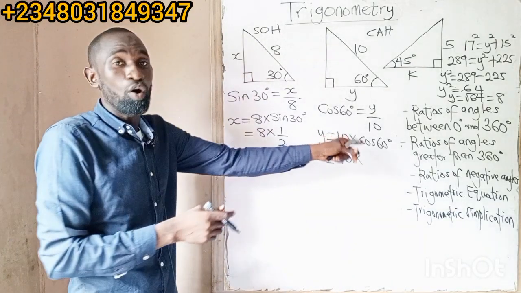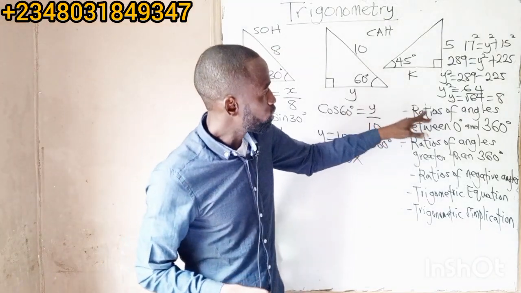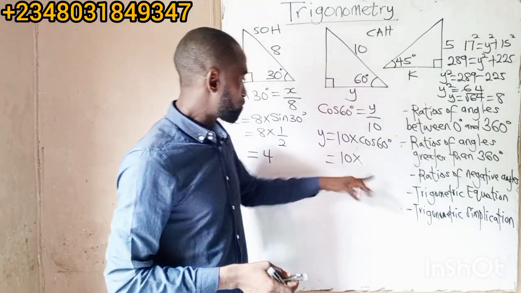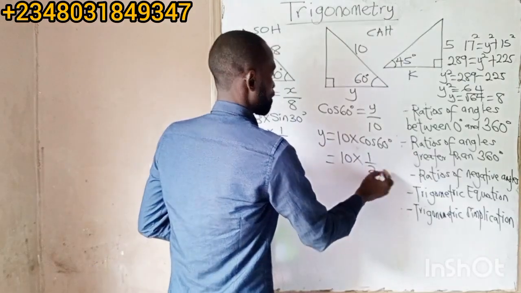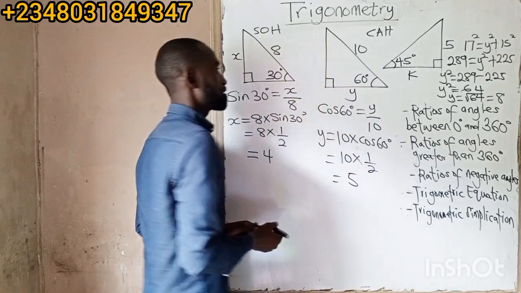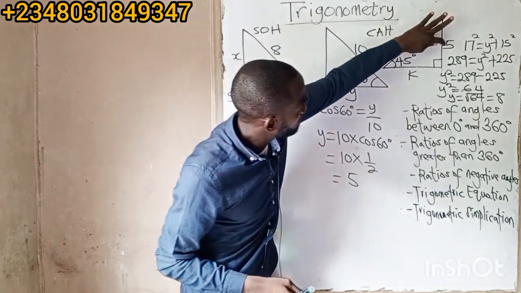I'll tell you how we'll get all these ratios. We'll call them ratios of special angles. When we get there, I'll tell you how to get all the ratios. So 10 times 1/2 will give us 5. So our y is 5.